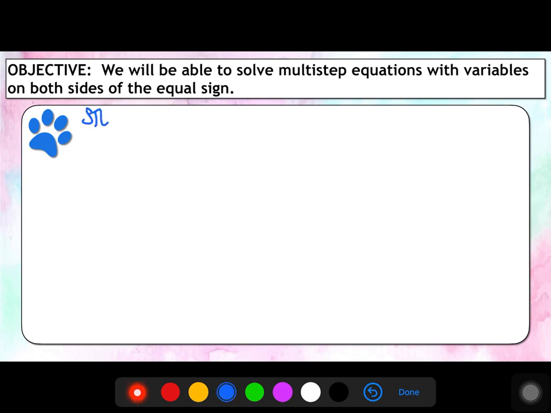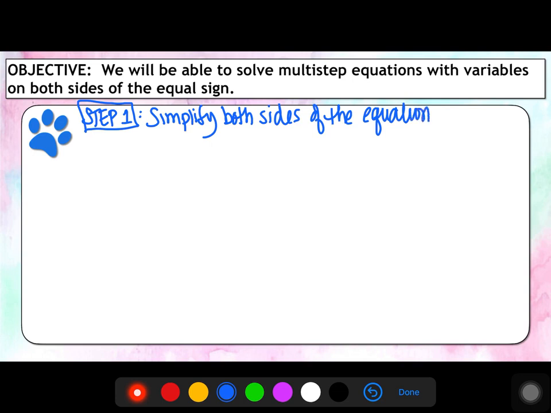Some of them can be hard, some of them can have not as many steps as you've seen in the past. All right, so step one, though, and we're not going to do a whole lot of these in today's lesson, but they will be coming up in the next lesson, but I'm going to put it in here anyway. So what we're going to do is simplify both sides of the equation. That means both sides, the left side and the right side of the equal sign, we're going to simplify, doing the same thing we did before.